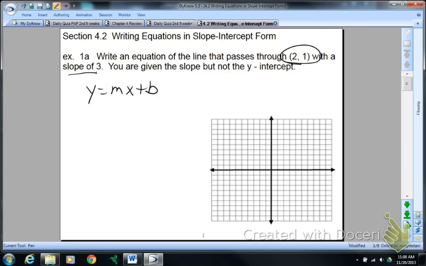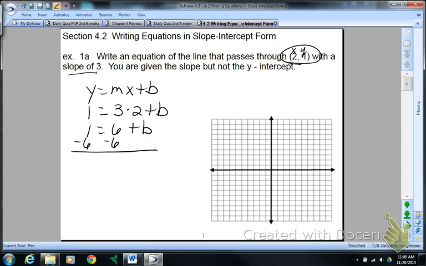So what we're going to do is plug this point in. This is your x, this is your y. We are going to plug that into the equation. So y is 1, m is 3, times x is 2, plus b. And then this is simple solving equations where we solve for b. So we multiply 3 times 2, get 6 plus b. Subtract 6 on both sides. 1 minus 6 is negative 5, which is equal to b.